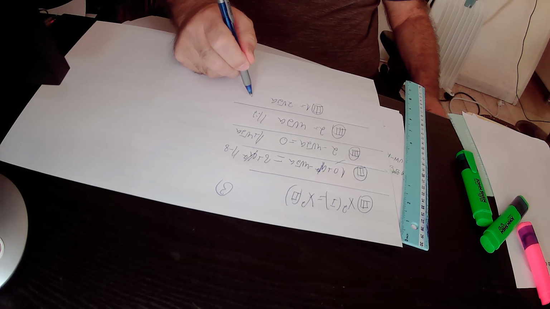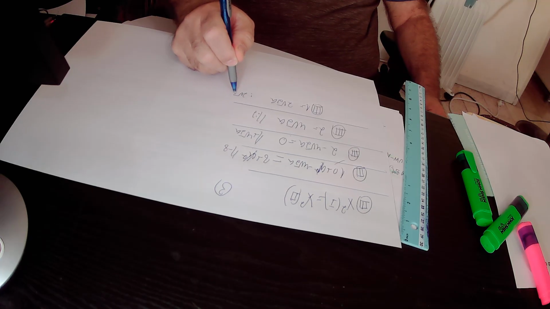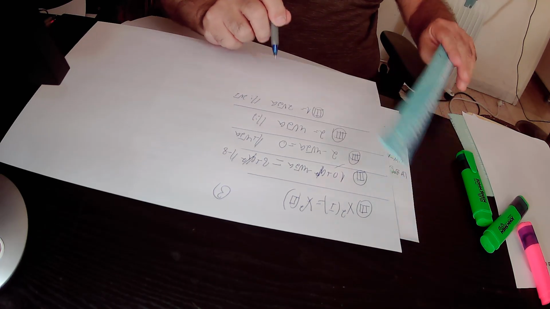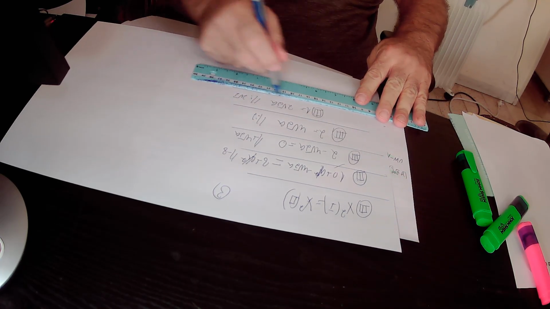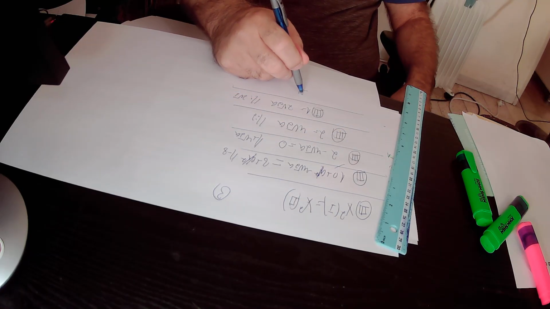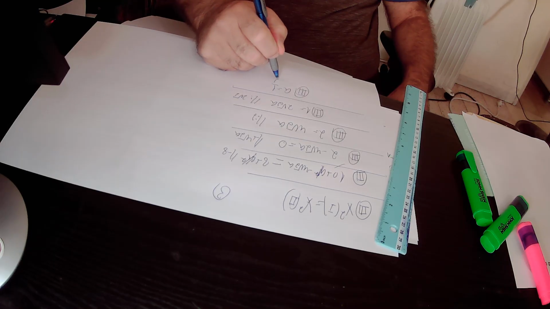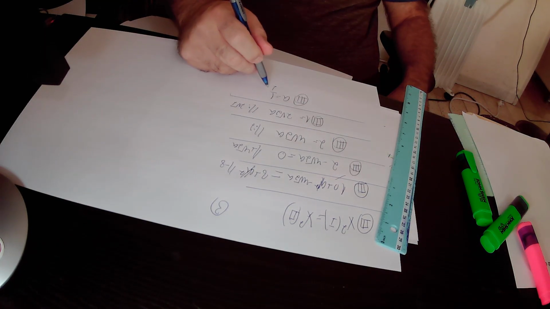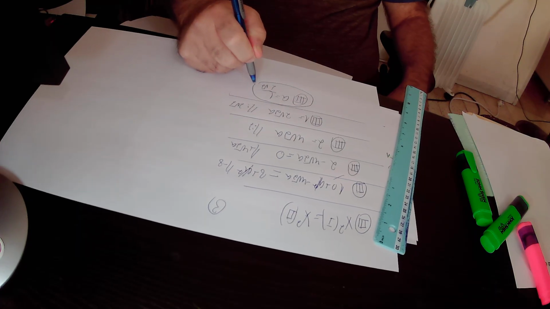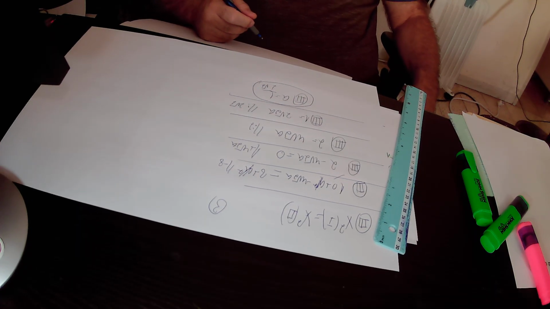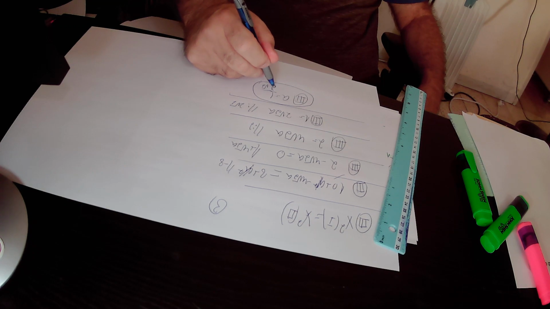Here we divide equation 3 by 2 times root of 2, and find that A equals 1 over 2 times root of 2 units in length.